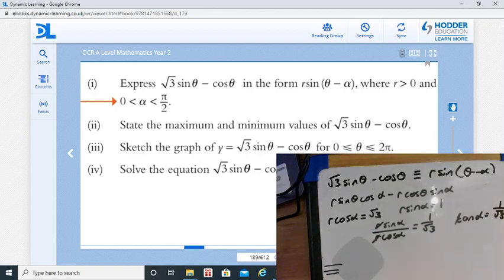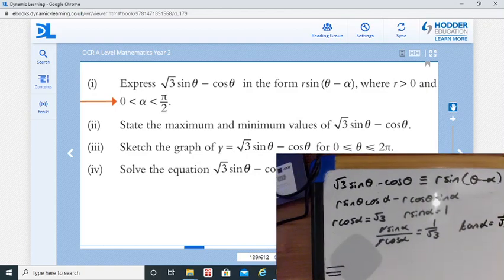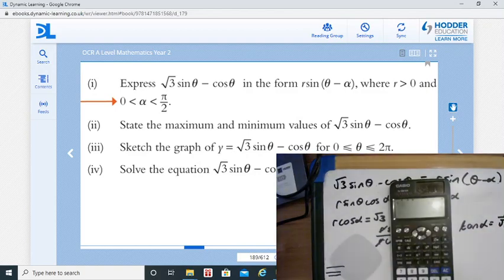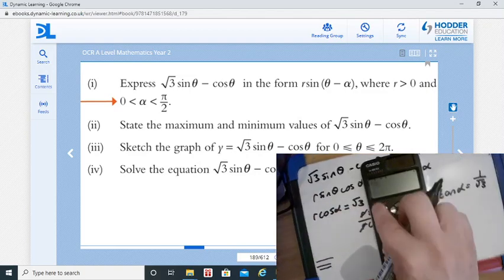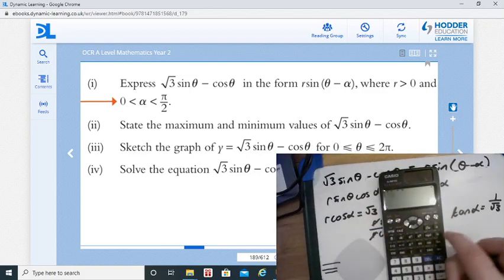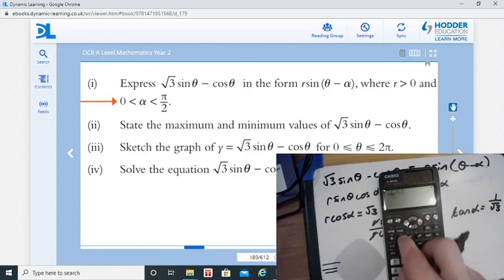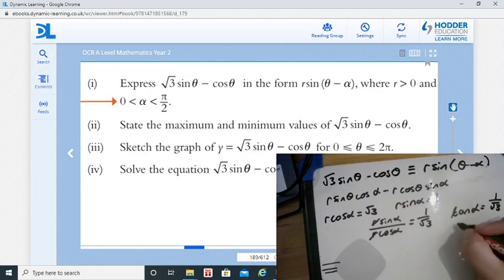Now we're in radians. The question tells us we're in radians, so make sure your calculator is in radians. And we're going to do shift tan of 1 over root 3. Calculator comes back and tells me that the answer to that one is 1/6 pi. We're not used to writing it like that, so let's write it as pi over 6. So now we found alpha. I'm going to write it in the corner here so I remember it.